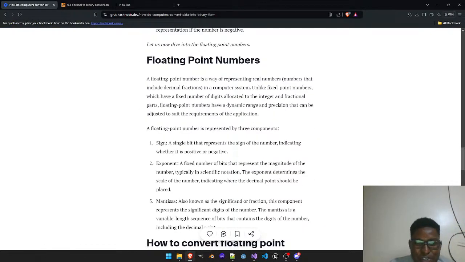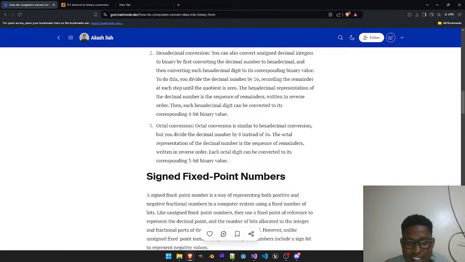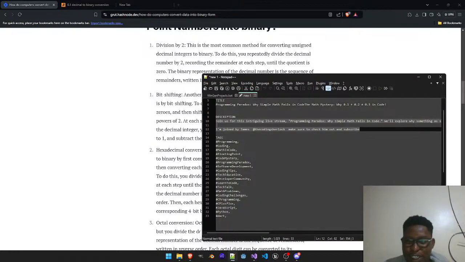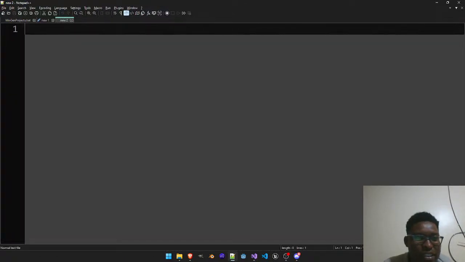I don't know if you remember for integers. Yeah, I do. But just for the sake of whoever is watching, you can just try and explain it out. Yeah. So let me just open Notepad here. I hope it will make sense. To increase the size a little bit.